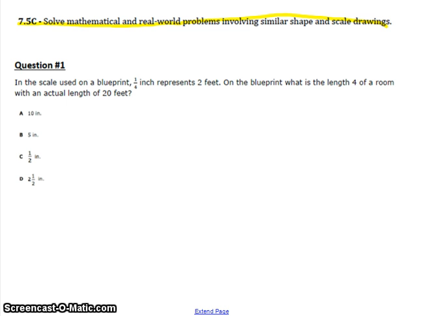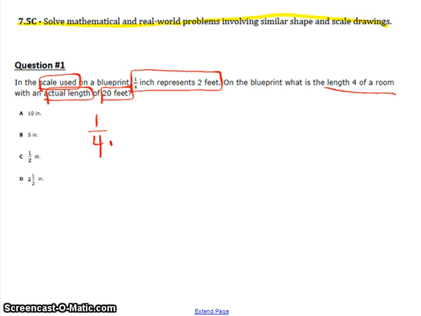In the scale used on the blueprint, 1/4 inch represents 2 feet. On the blueprint, what is the length of a room with an actual length of 20 feet? Okay, so we're going to annotate this question because there's some information in here that I need to make sense of. The first thing is the scale. The scale used is 1/4 inch represents 2 feet. Then it says that on the blueprint, we're looking for the length of a room with an actual length of 20 feet. Okay, so to solve this, you have to use the scale.